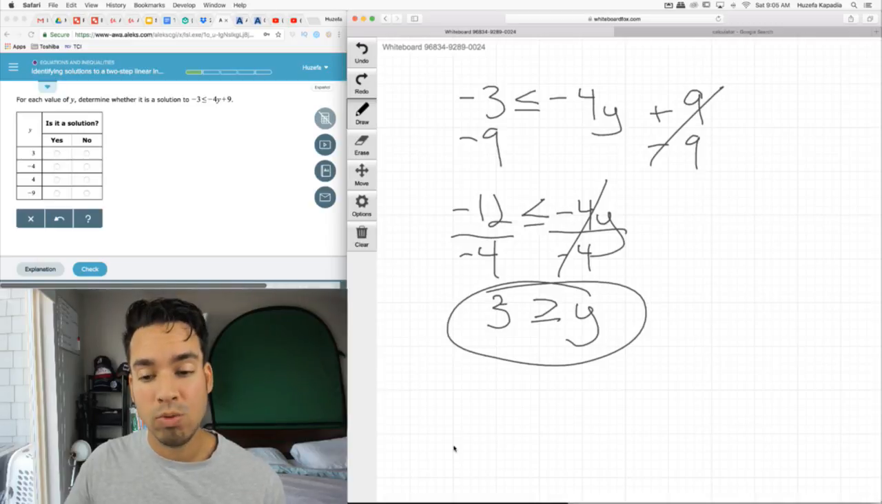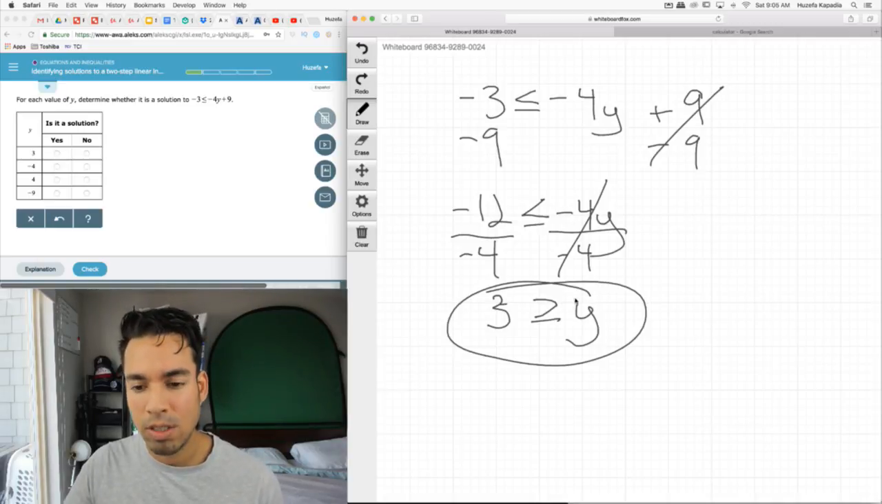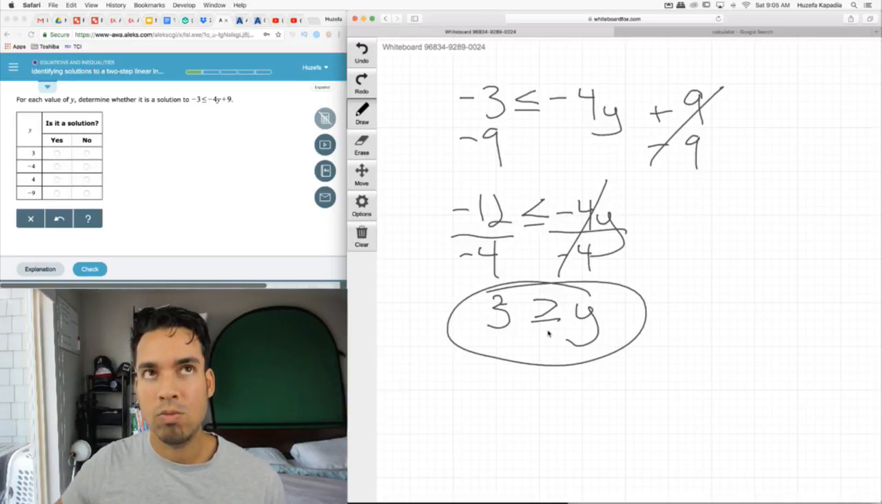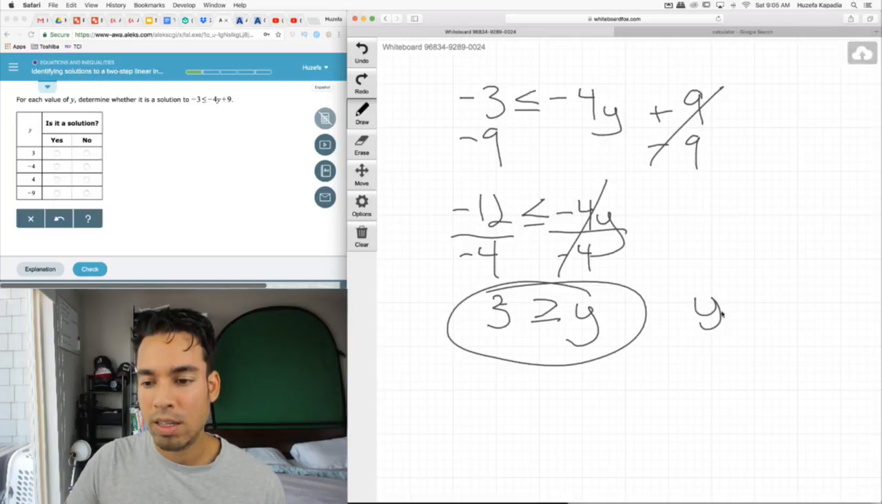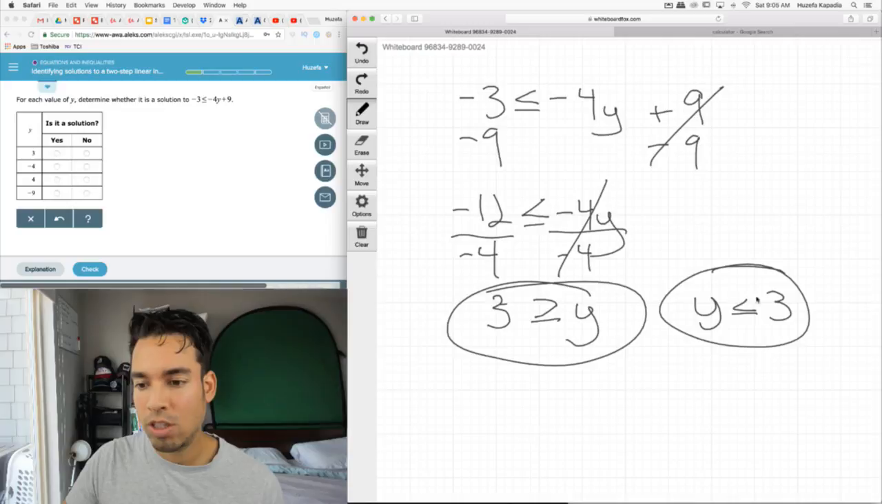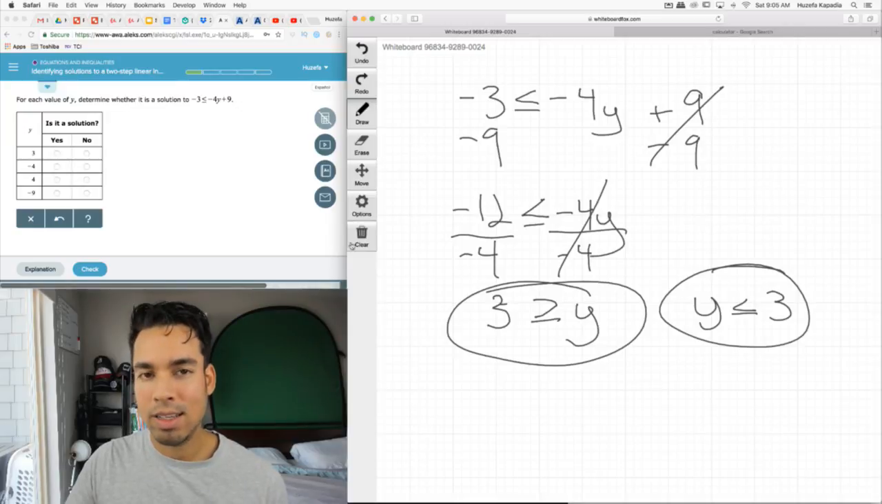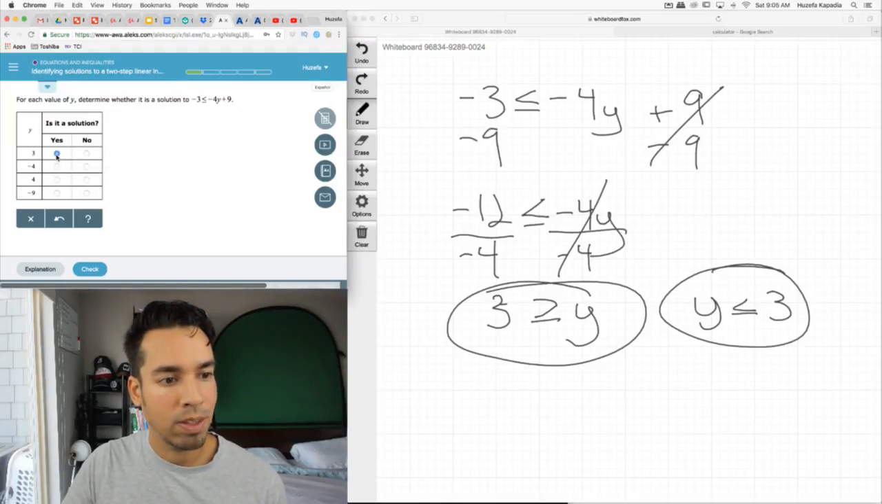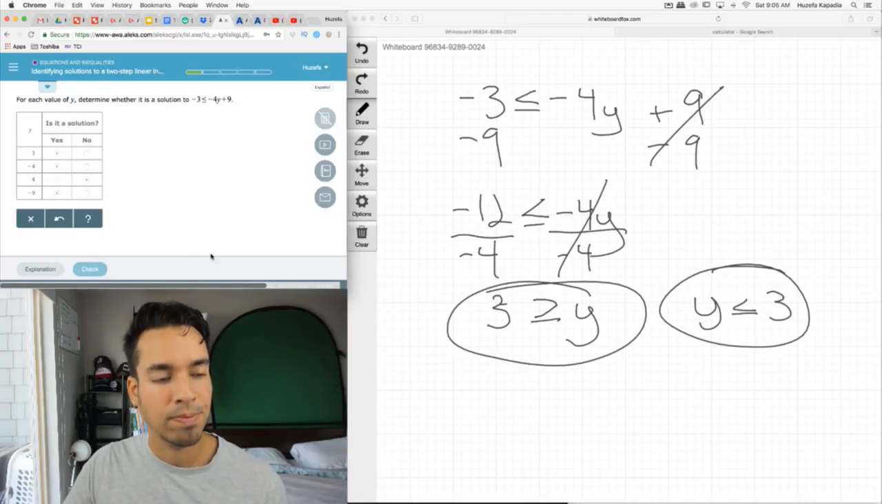We don't read it as 3 is greater than or equal to y. It's kind of confusing, but we always say it relative to the variable. I could also write it like this: y is less than or equal to 3. As long as the orientation of the symbol is still the same, meaning it's still pointing at the y, we're good. So any value that is less than or equal to 3 is a solution. This is all right because the less than or equal to includes the 3 in the solution. That's less than it, that's fine. This is greater than 3, that's no good. And that's less than 3, that's good.